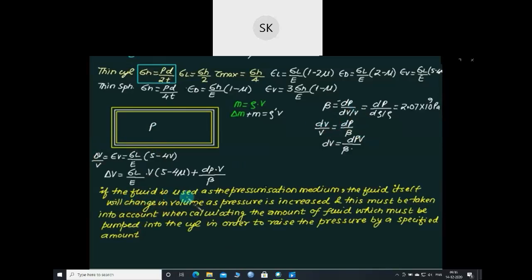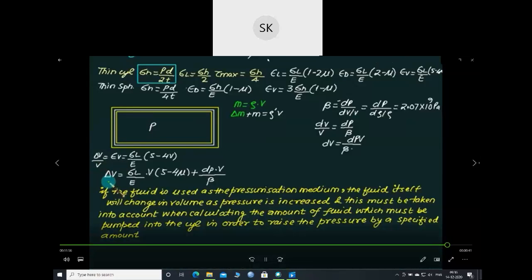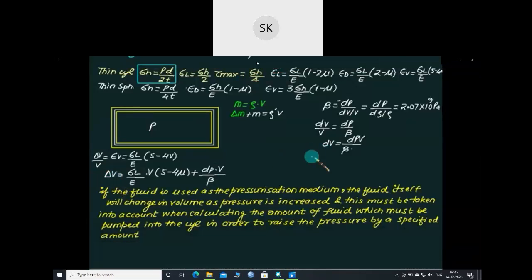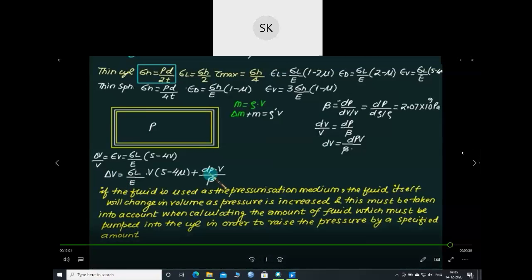If the fluid is used as the pressurization medium, the fluid itself will change in volume as the pressure is increased. And this must be taken into account when calculating the amount of fluid which must be pumped into the cylinder in order to raise the pressure by a specified amount. But before you pump it, that pressure was atmospheric. And when you pump it, then it becomes pressurization. And because of that pressure, the vessel itself will expand by volume equal to what? Delta V. So this delta V plus this delta V, you have to find out total volume to be added.